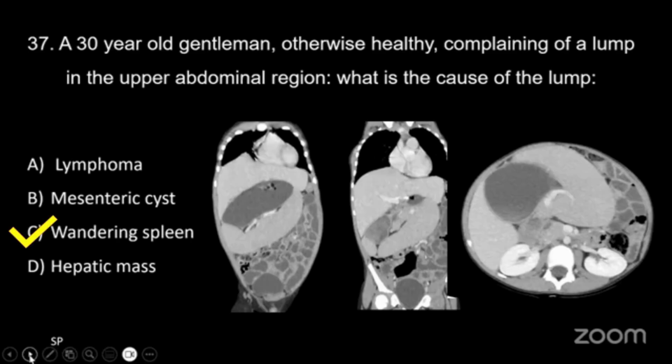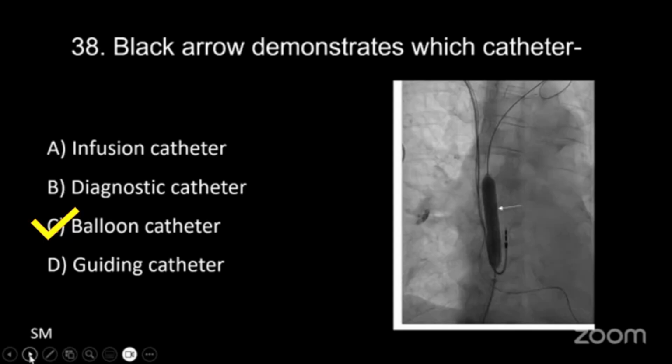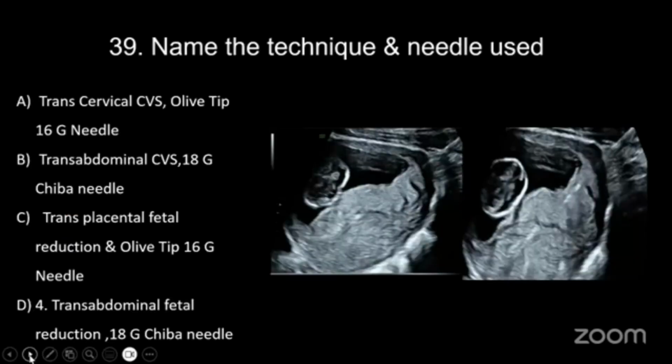Here it's wandering spleen, and you can see the splenic vessel going to its hilum and with no ischemic changes in the spleen. That's the balloon catheter with the contrast distending it. That's transcervical chorionic villus sampling with the blind 16 gauge needle, which is called olive tip, going through the placenta.